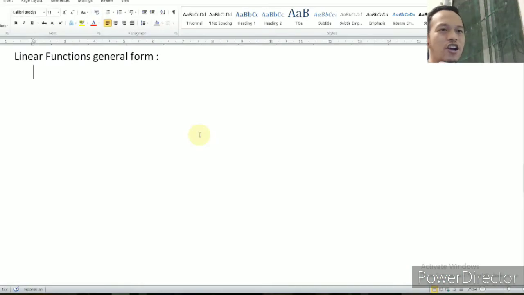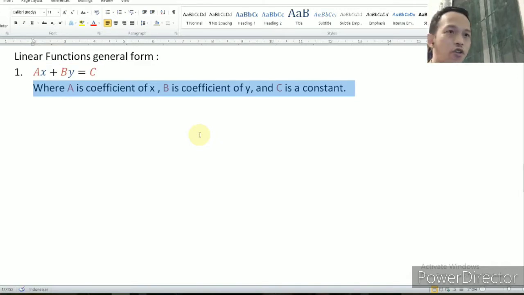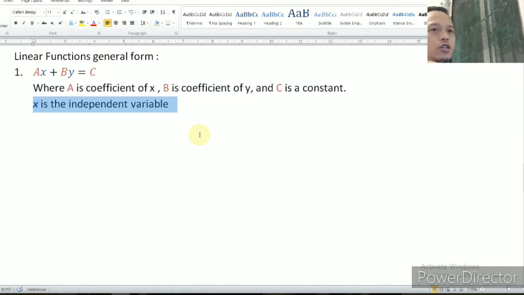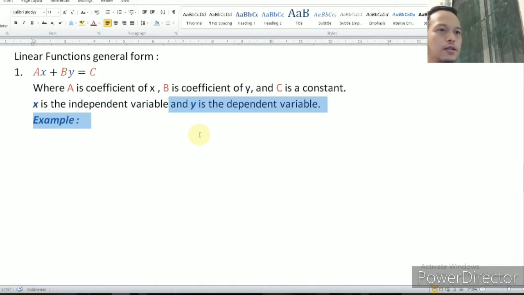Now in this video, we are going to discuss specifically the general form of linear functions, and we will talk about three different forms. The first one is ax plus by equals c, where a is the coefficient of x, b is the coefficient of y, and c is a constant. Please keep in mind that the variables are only x and y, while a, b, c are the constants. So x is the independent variable and y is the dependent variable.